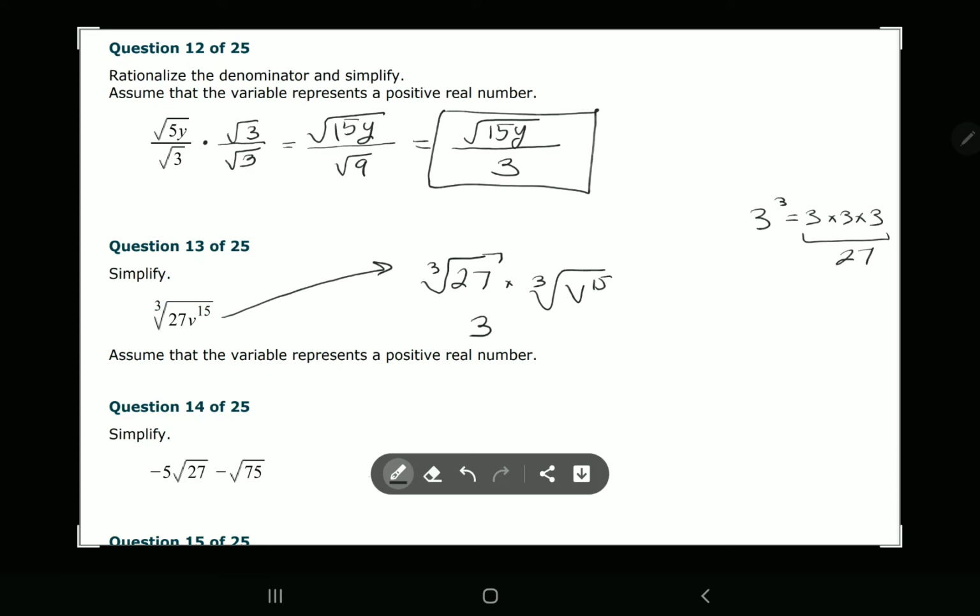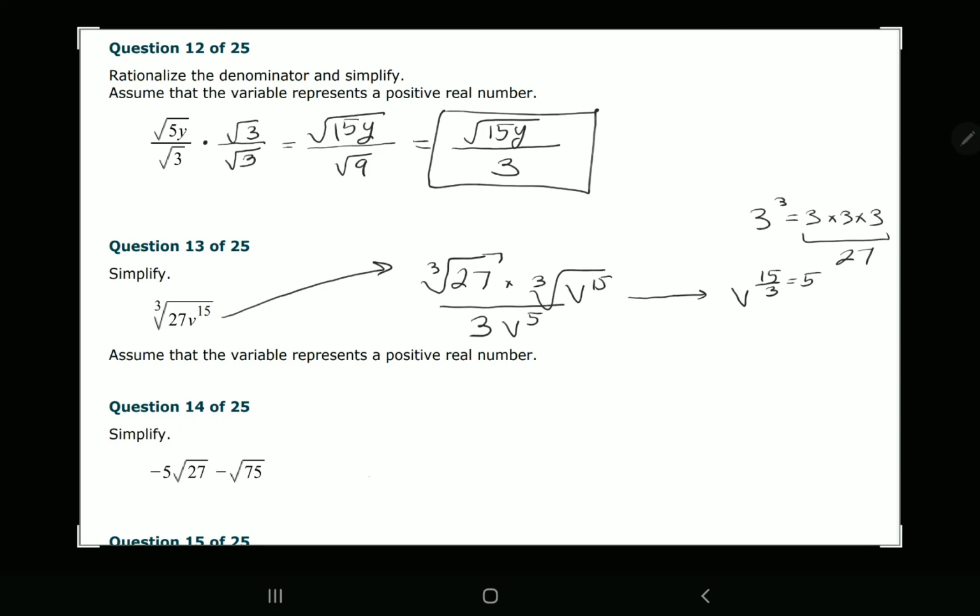The cube root of v to the 15th power. We can transform that cube root of v to the 15th as v to the 15 over 3. And 15 over 3 equals 5 when I simplify. So when I simplify the cube root of v to the 15th, it's just going to be v to the 5th power. So my answer for number 13 is 3v to the 5th.